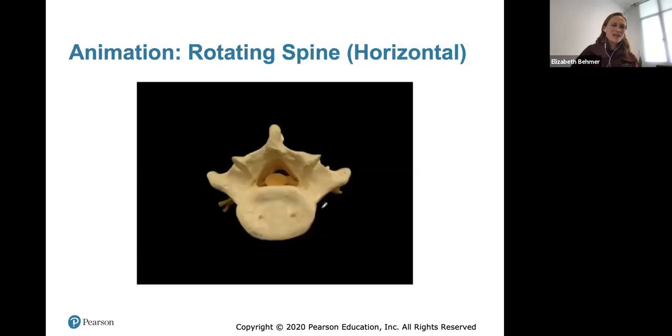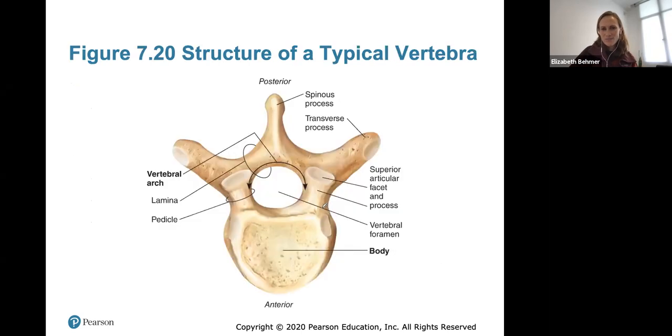So here's a great animation of the rotating spine. To get to these animations, you just need to download the PowerPoints and then you can watch them. Here's a structure of a typical vertebra. Again, you need to know these for lecture and lab.